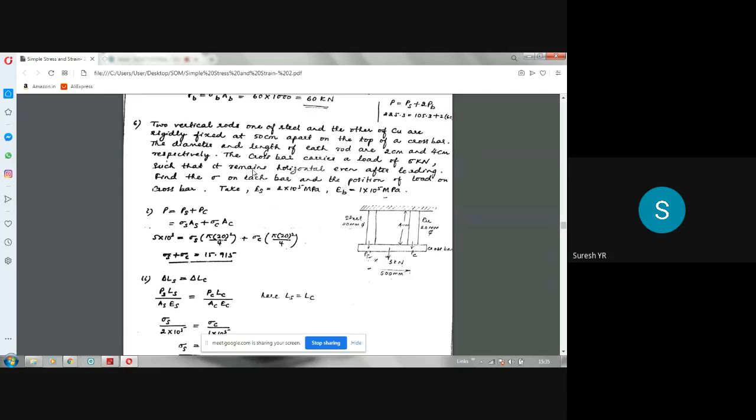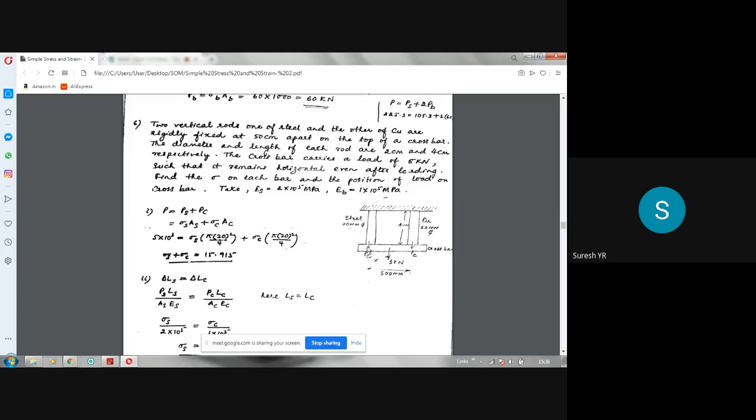So the thing is such that it remains horizontal. That means the elongation of this rod and the elongation of this rod should be the same. That is the meaning. Strain in this and strain in this should be the same. Then only it will be horizontal after applying that kilonewton force. After loading, find sigma, that is the stress in each bar, and the position of load on the crossbar. That is the x value we have to find out, stresses we have to find out, as well as we can find out the forces also, force in this and force in this.